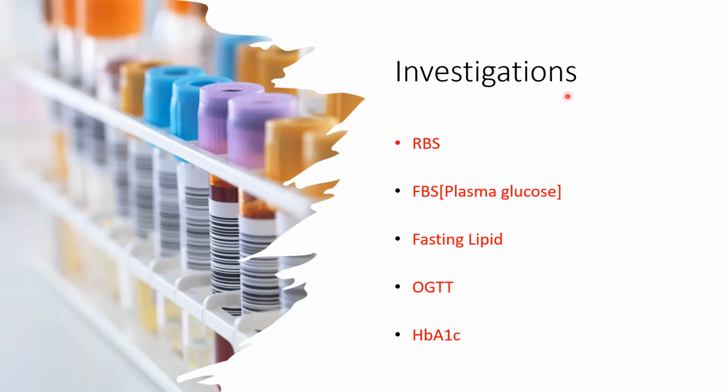Investigations to be done. Some people have clicked on this very presentation only because of this. All they want to know is what test should be done. Random blood sugar will be done today, okay? Then we'll arrange for the fasting blood sugar with fasting lipid. And then we may do OGTT, particularly in pregnant women, and hemoglobin A1C, glycated hemoglobin. We will assay for this, depending on how you are presenting.